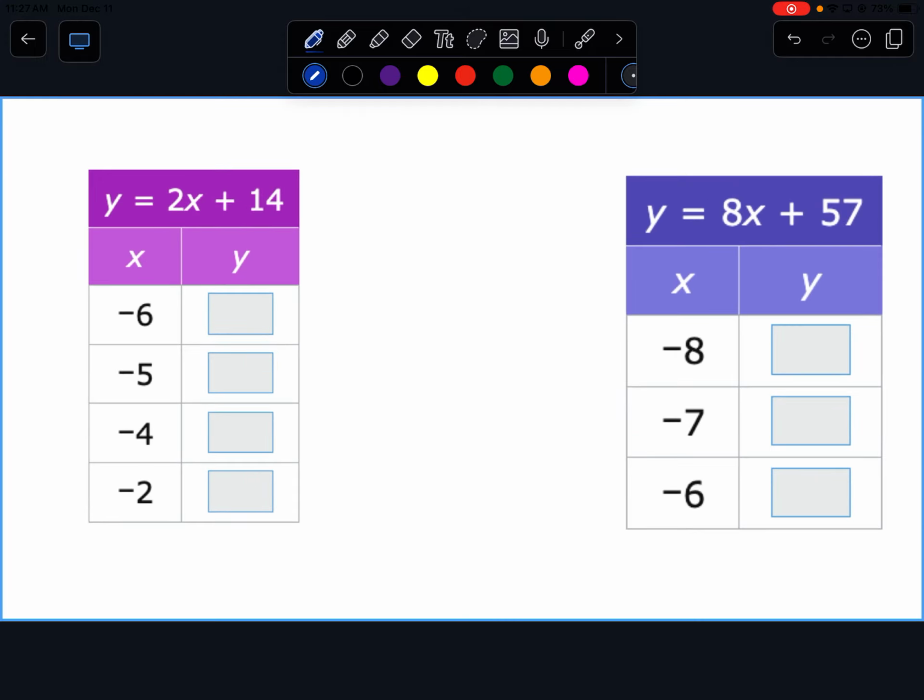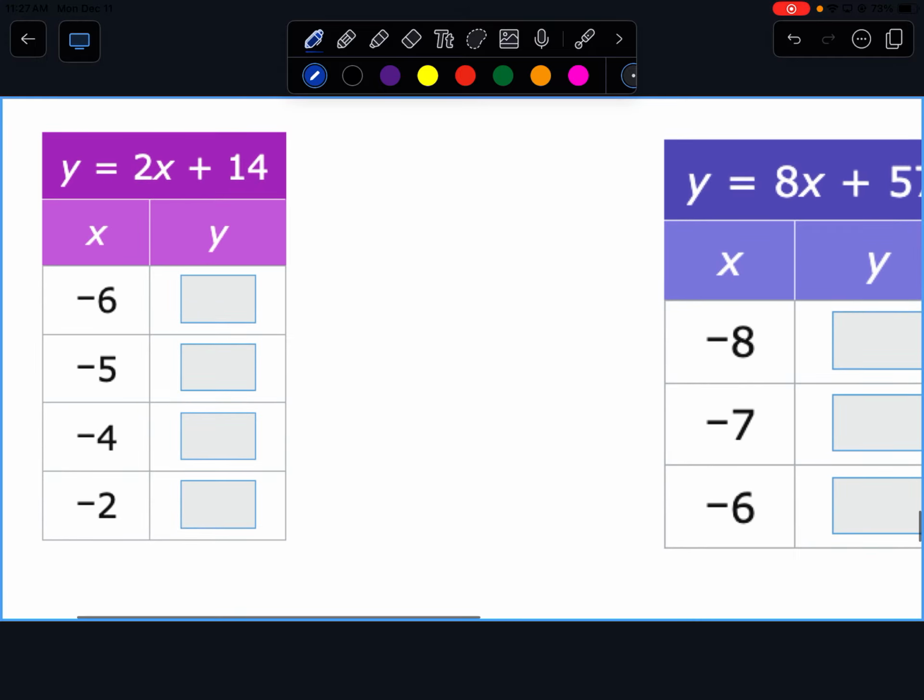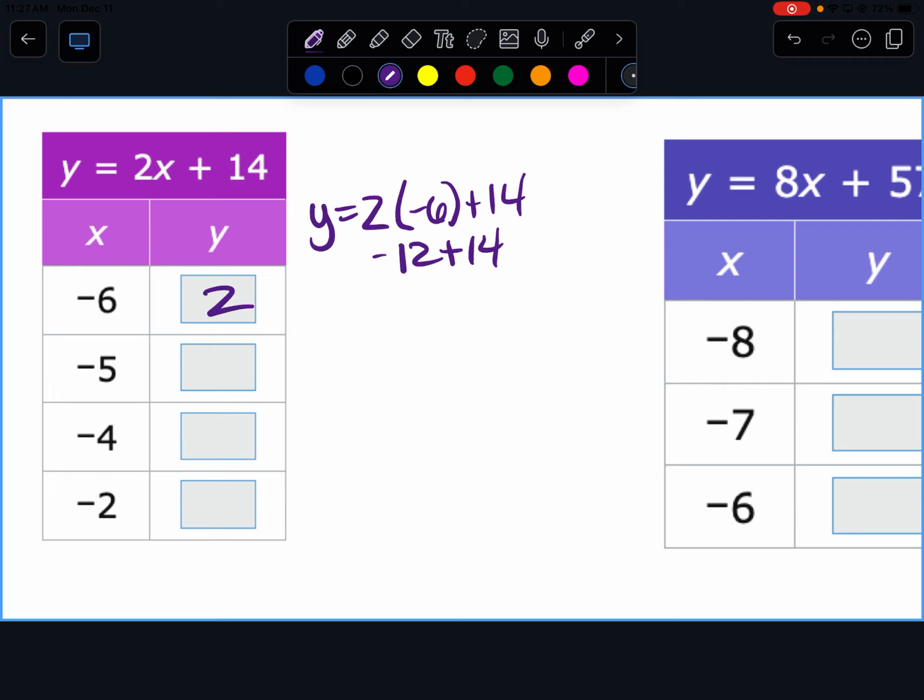So I'm supposed to plug these in. So y equals 2 times negative 6 plus 14. That would get me negative 12 plus 14, so that would be 2. Then y equals 2 times negative 5 plus 14, so that'd be negative 10 plus 14, so that would be 4.